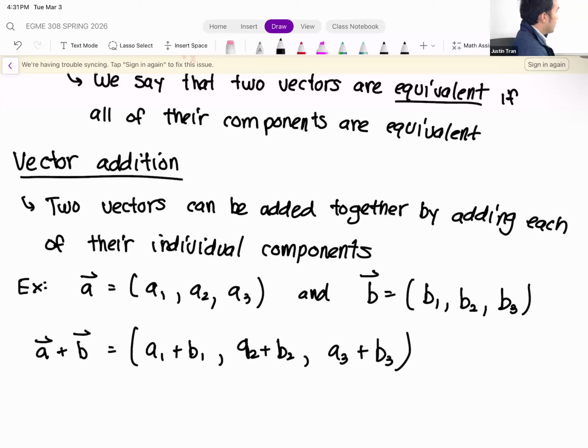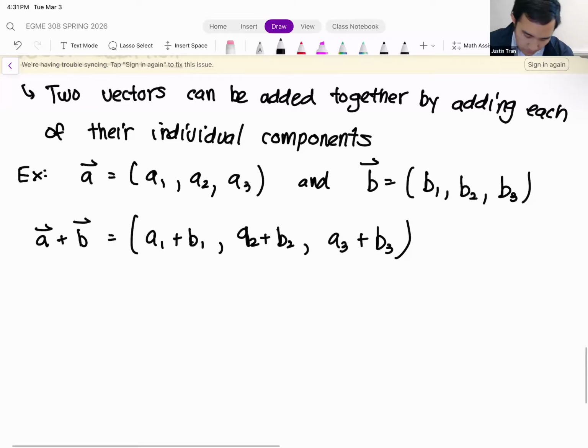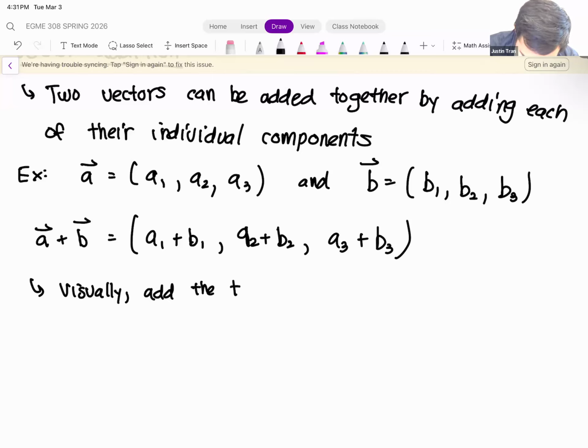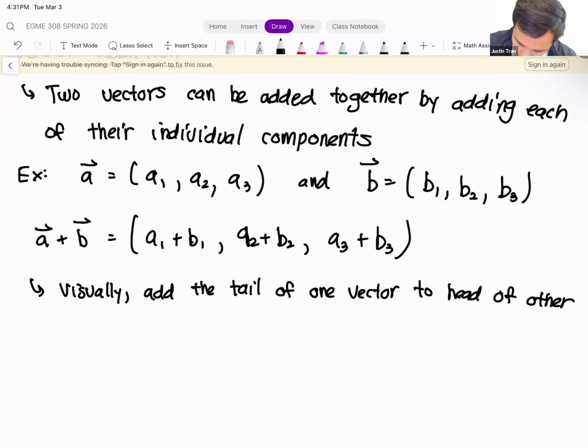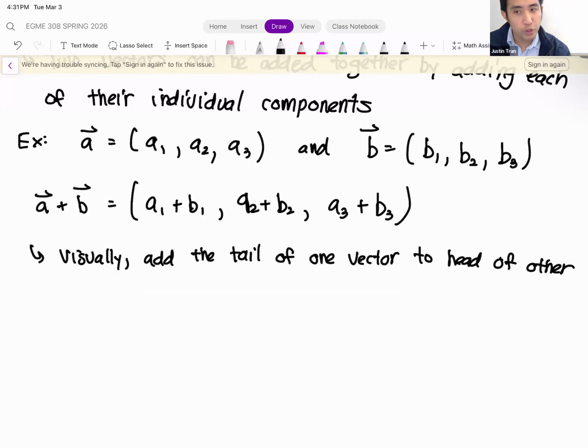And visually, what you see when you add two vectors together is that you basically take one vector and add its tail to the head of the other vector. And it doesn't matter which you do. In this case, you can add the tail of A to the head of B, or the tail of B to the head of A. You end up with the exact same result.